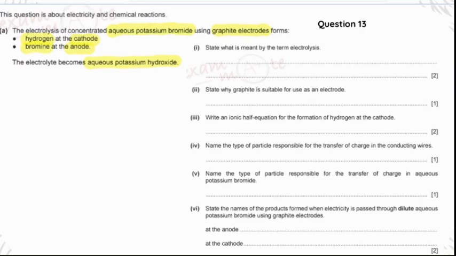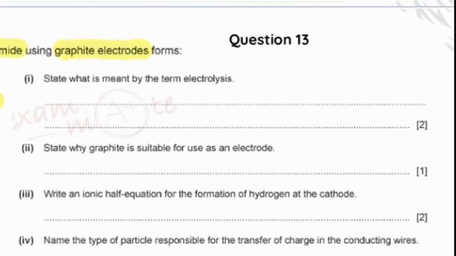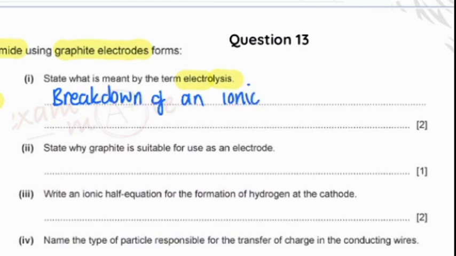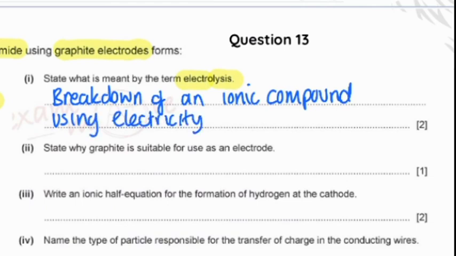So state what is meant by the term electrolysis. Well, electrolysis, the word, comes from electro, meaning electricity, and lysis, meaning to break down. So it is the breakdown of an ionic compound. The compound must be ionic, so you need the word ionic in there, using electricity. And as you can see, we've got our 2 bullet points there for the 2 marks.